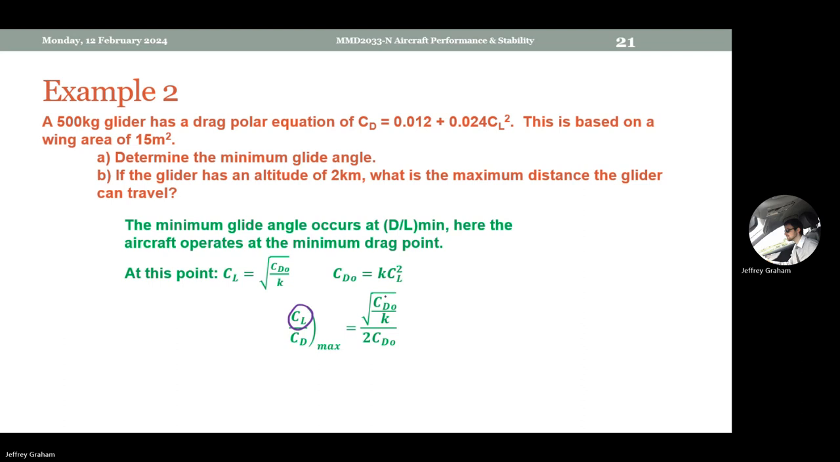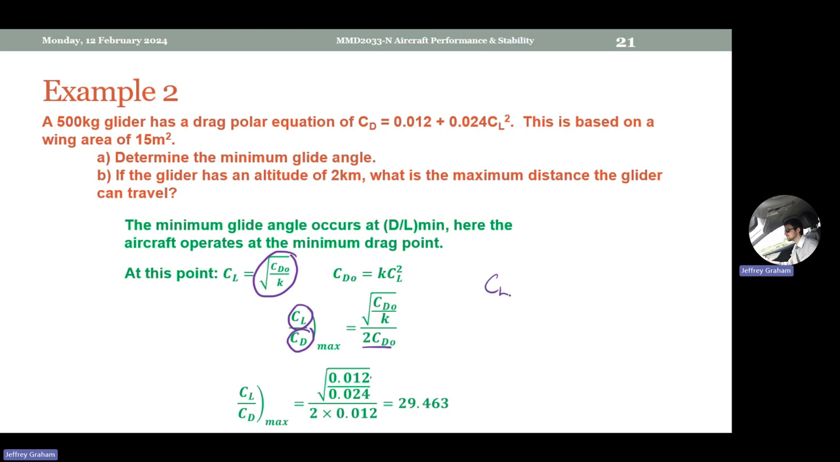CL being the square root of CD0 over K. And you find the ratio, so CD is 2 times CD0, as we mentioned. Right. Slotting all the numbers in. 0.012 divided by 0.024 all square root will give you the CL value for this, which is the square root of 1/2 or √2/2.